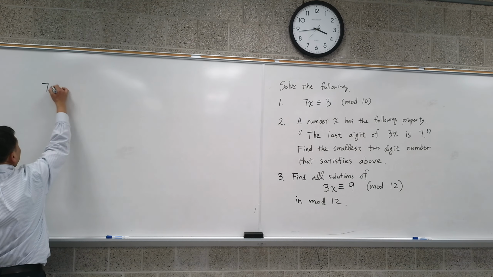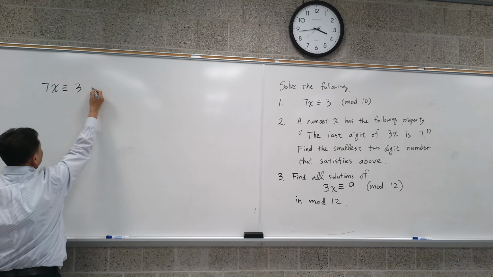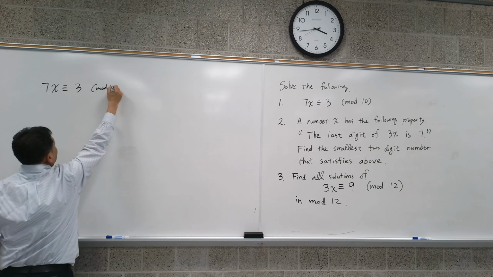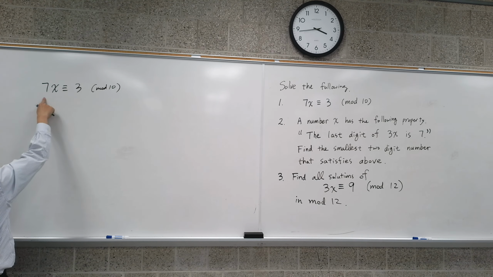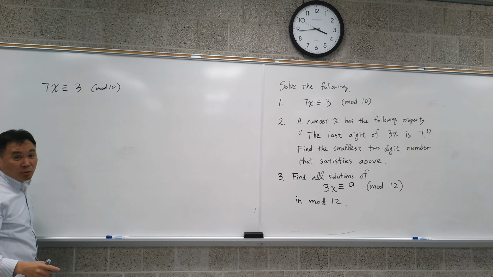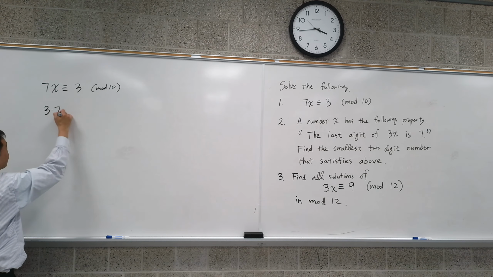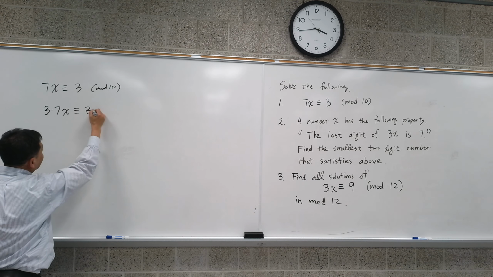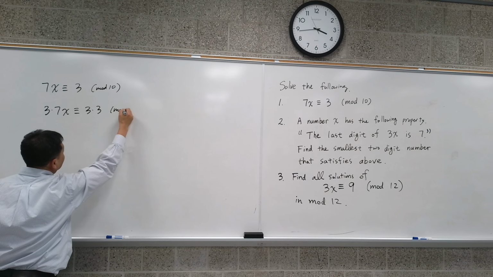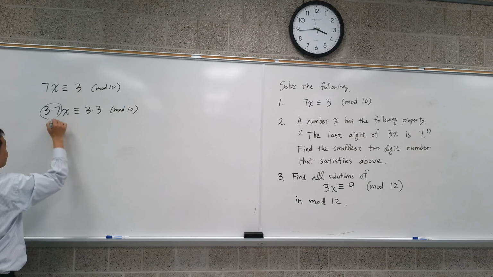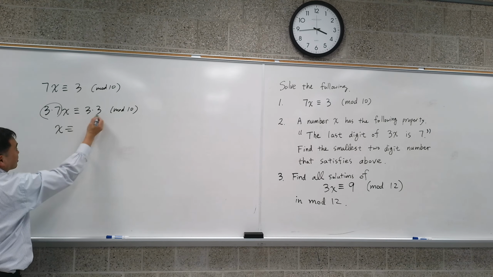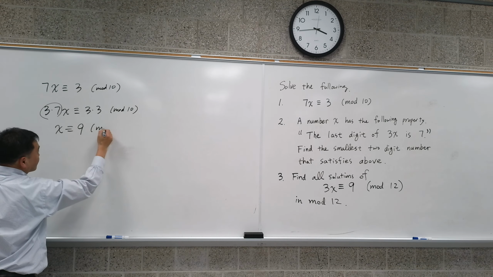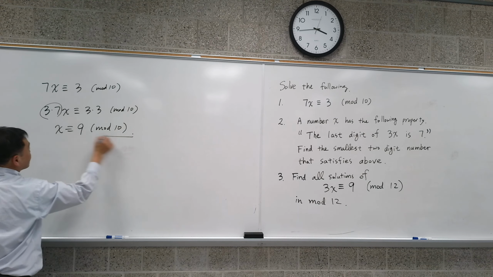Yes. First one's pretty straightforward. If you try multiplying by 2, 3, 4, 5, you see right away 3 times 7 is 21, and 21 mod 10 is 1. So you multiply by 3 both sides. And this is 1, and 3 times 3 is 9. That's easy.